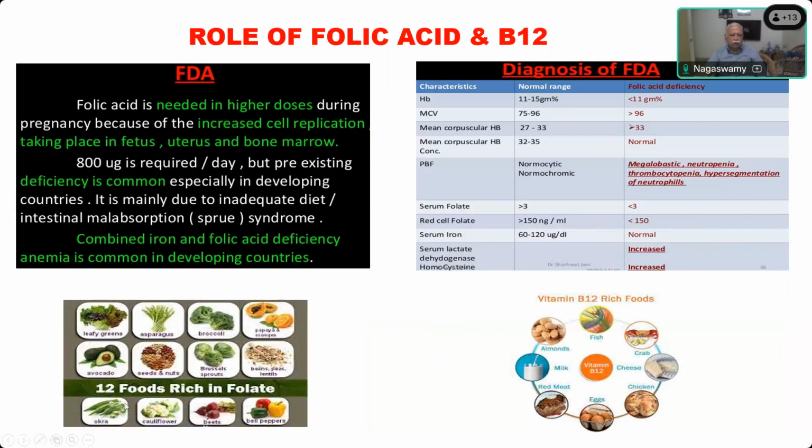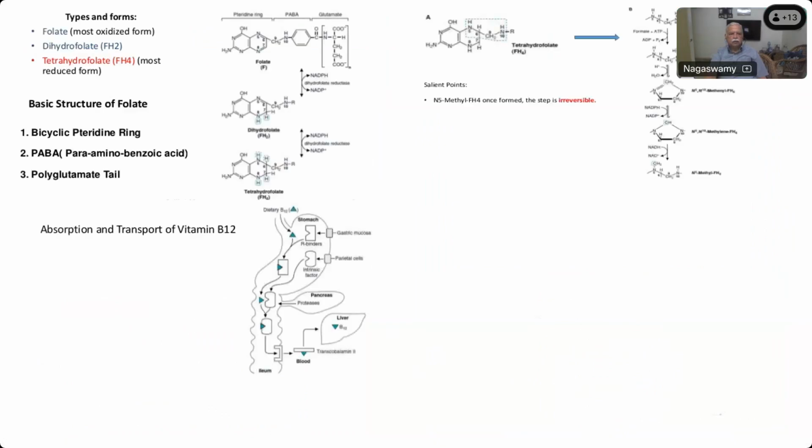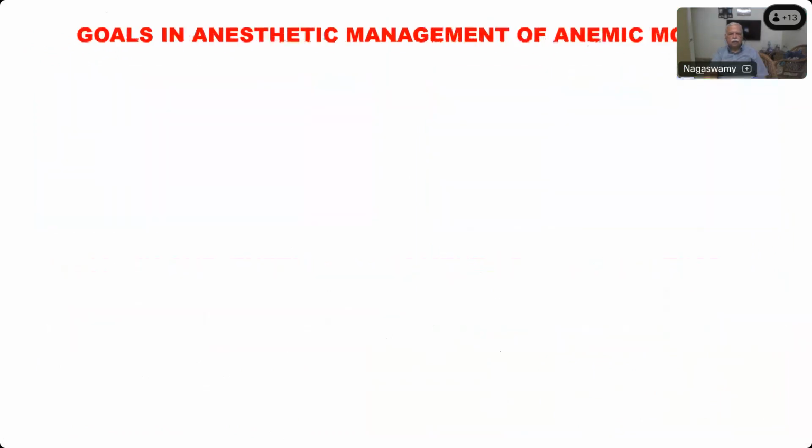Even our vendakka, okra, is good for folate. Cauliflower, beef, and bell pepper. All these things are good in supply of folate. And types and forms of folate, we will not go into that. Management of labor, not going into that.